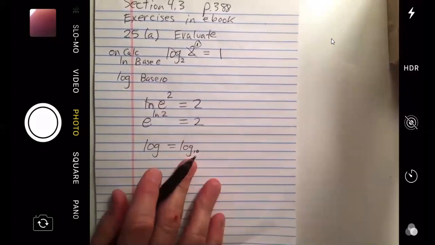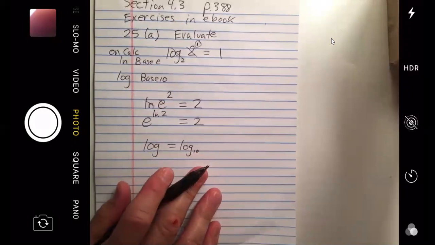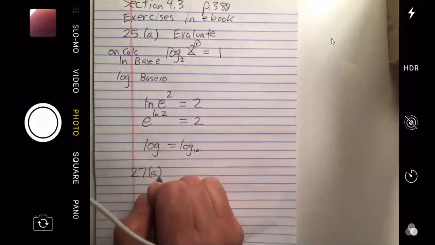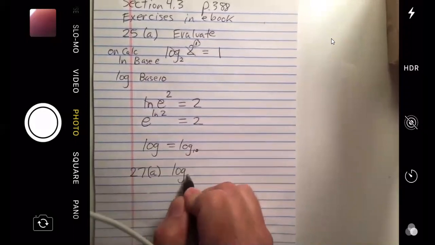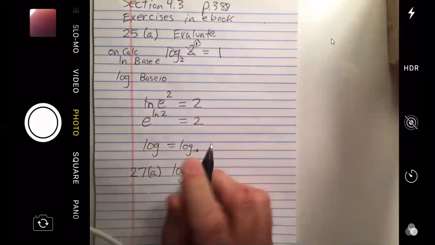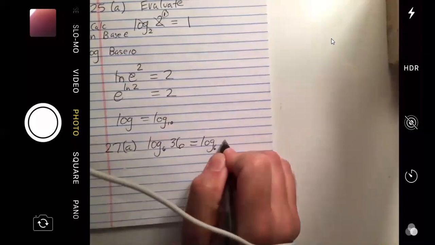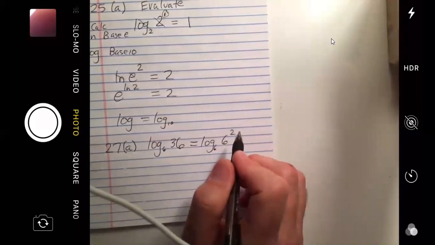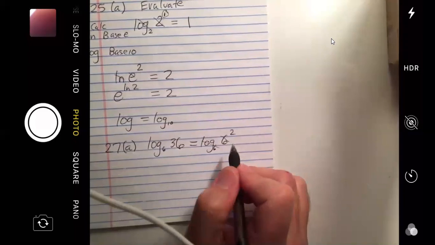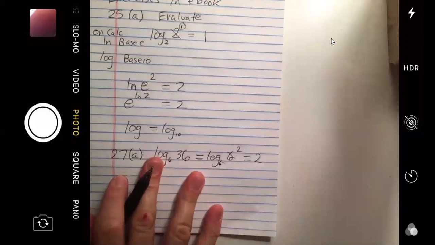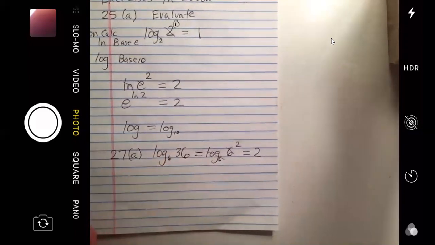If we want something with just a few more steps, I could try problem 27a. It has log base 6 of 36. The idea is to write the 36 as a base 6. Hopefully you know that's 6 squared. Now these are set up to undo, and your exponent is 2. So some of these are set up to be really easy, and some are a little tricky.